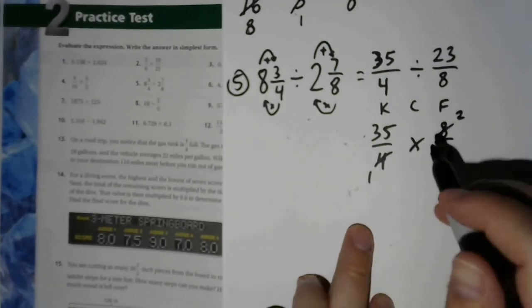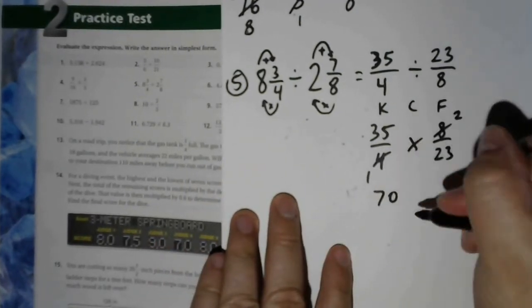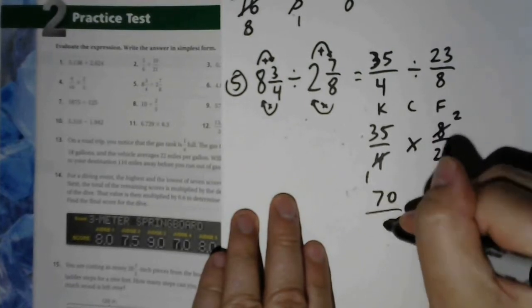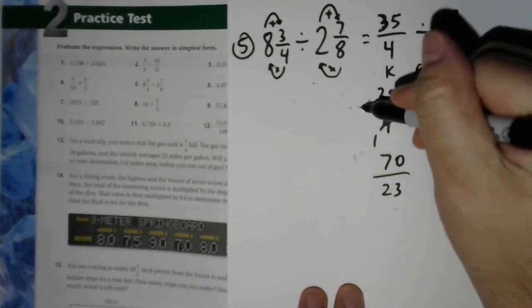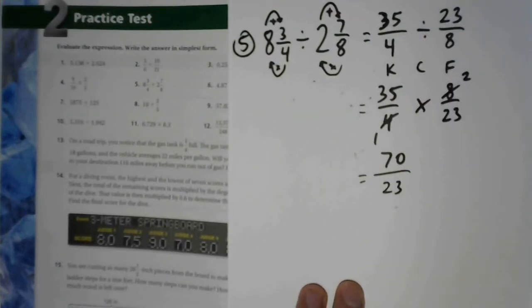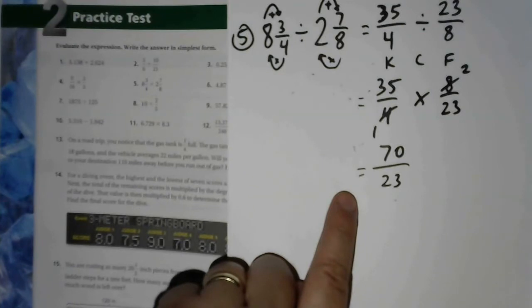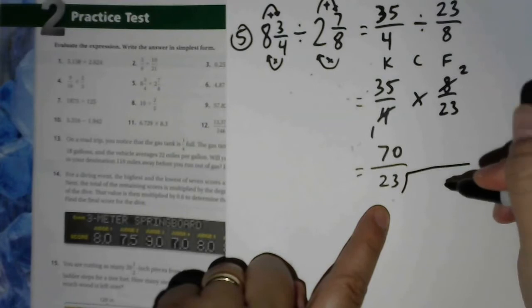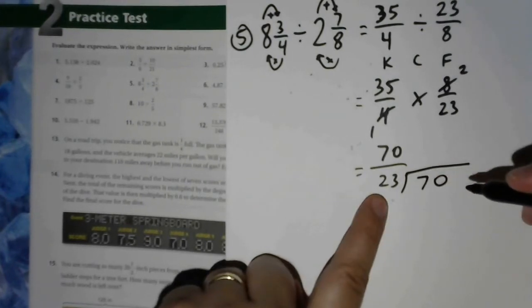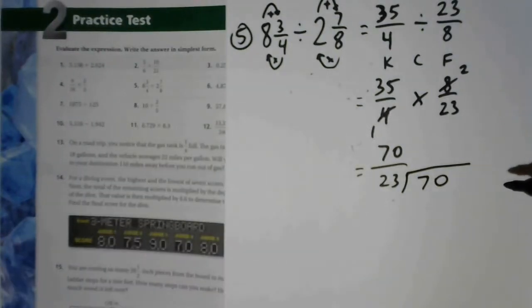I'm going to multiply straight across now. 35 times 2. I could do the math off to the side, or I might just know it's 70. And then 1 times 23 is 23. I get 70 23rds, but that's an improper fraction. I need to make sure I divide that. I don't know what 70 divided by 23 is off the top of my head, so I'm going to go ahead and set it up like this. There's my division bar, and there's 70. 70 divided by 23, or I look at it as a fraction, 70 divided by 23.